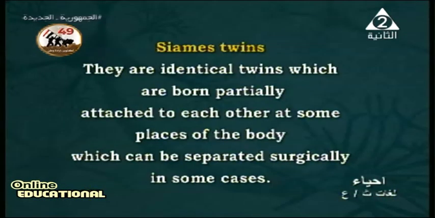First, Siamese twins. Siamese twins are identical twins which are born partially attached to each other at some places of the body, which can be separated surgically in some cases. They may be attached by the hand, by the legs, or by the back. This is Siamese twins, identical twins born partially attached to each other from one ovum and one sperm.